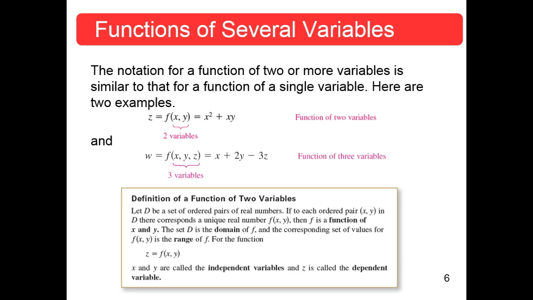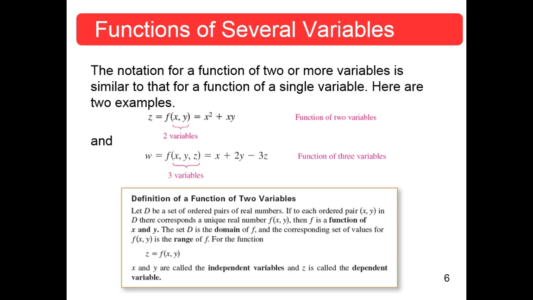The notation for a function of two or more variables is similar to that for a function of single variables. Here's a couple of examples. Z, the dependent variable now, is a function of both x and y. These are two independent variables. And here's what it could be. For instance, x squared plus xy. Okay? Or in 3 space, actually getting to 4 space, w, dependent variable, is a function now of 3 dimensions. Okay? X, y, and z. 3 variables. And that can be x plus 2y minus 3z.